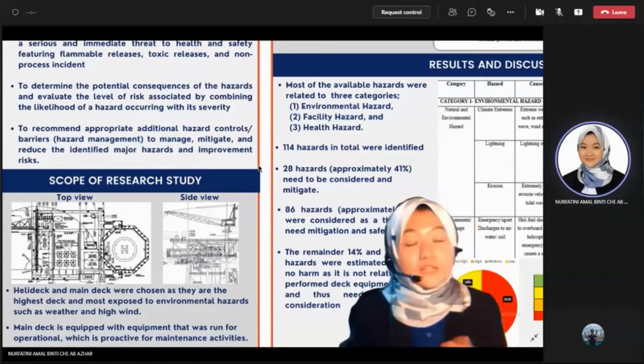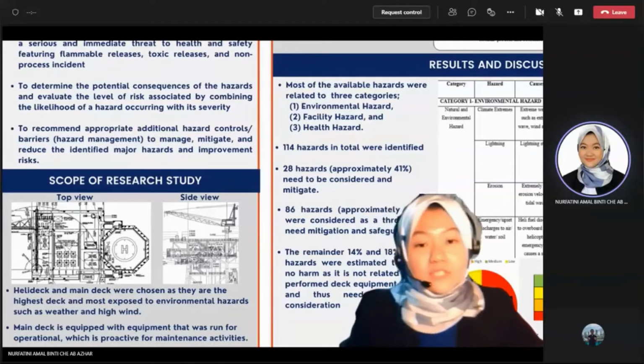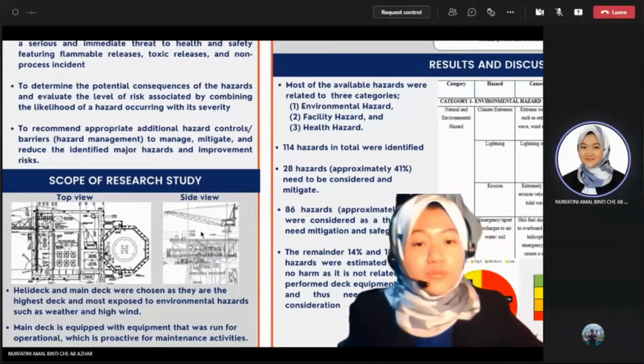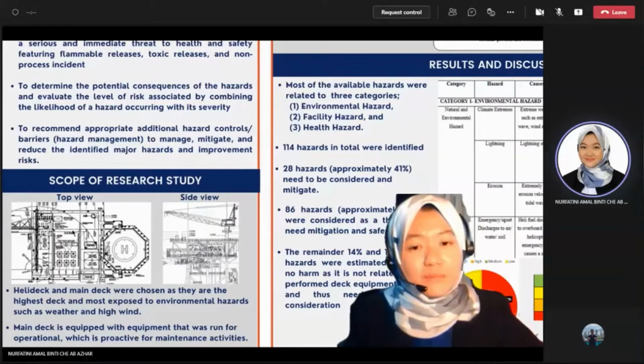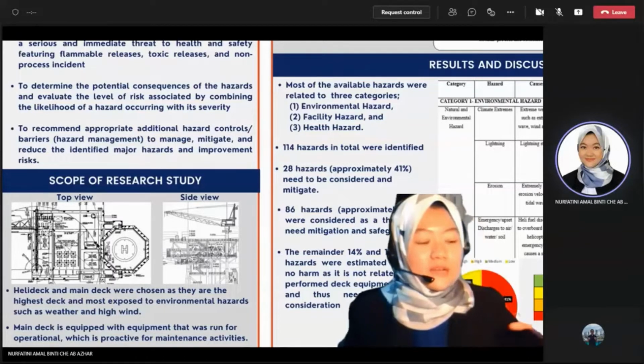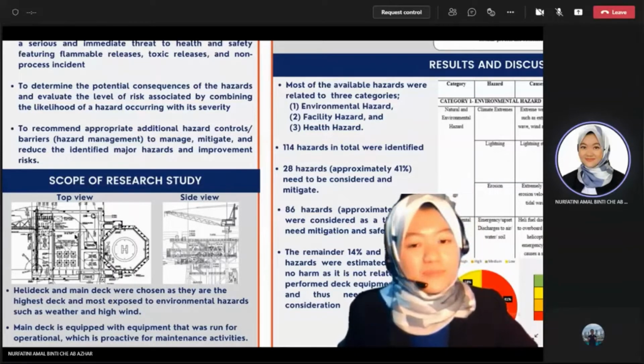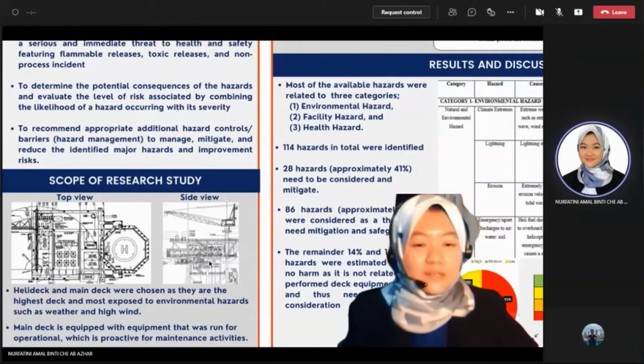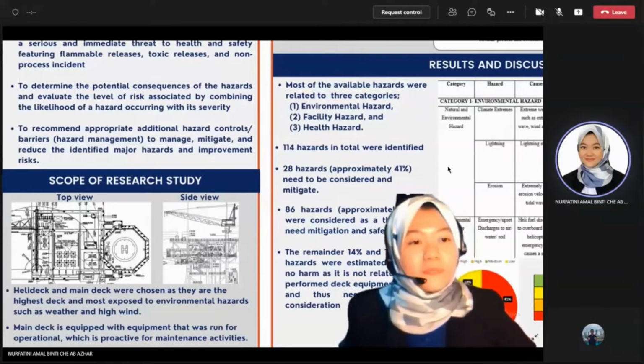As you can see, there are two figures I've attached in this poster, which are the top view and side view. On the top view, you can see the design equipment layout for the main deck and also the helideck. They are not attached, but they are located together. The helideck is located slightly higher than the main deck. While in the side view, we can see the structure of the offshore platform.